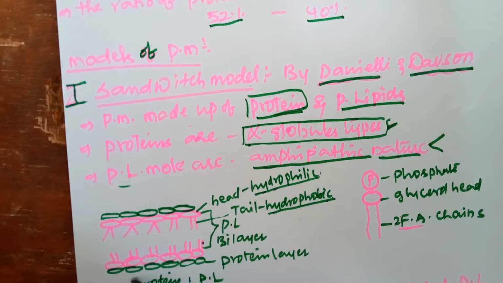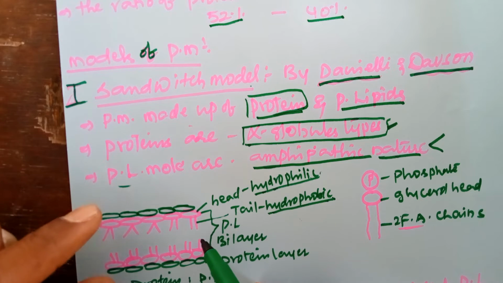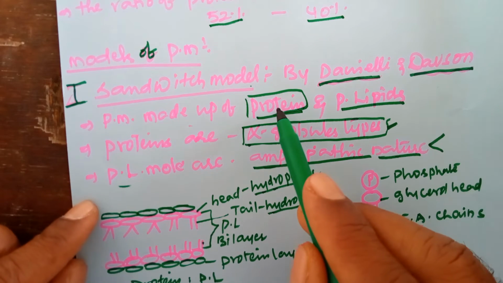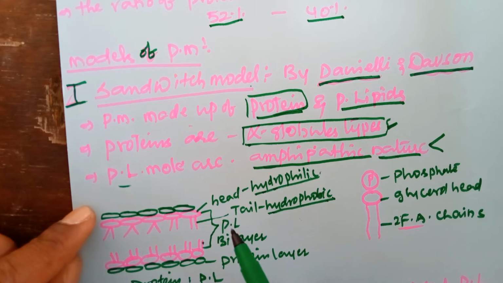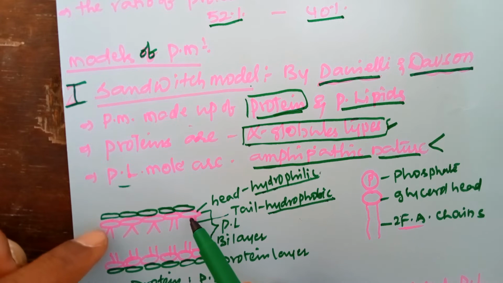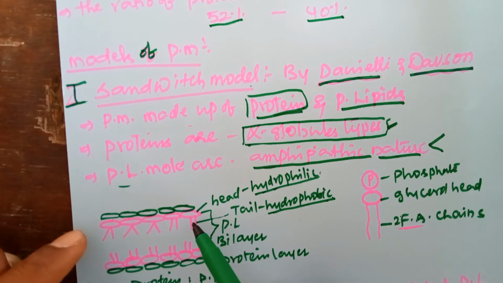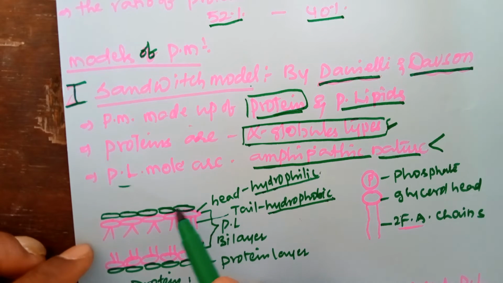When we observe the structure of the plasma membrane, a small segment of it is made up of 2 types of chemicals we already discussed. One is protein, the second one is phospholipids. Proteins are present on the outer side of the phospholipid bilayer. It means the phospholipid bilayer is covered by protein layers. So 2 protein layers are present on the external side, and inside the protein layers, 2 layers of phospholipid bilayer are present.